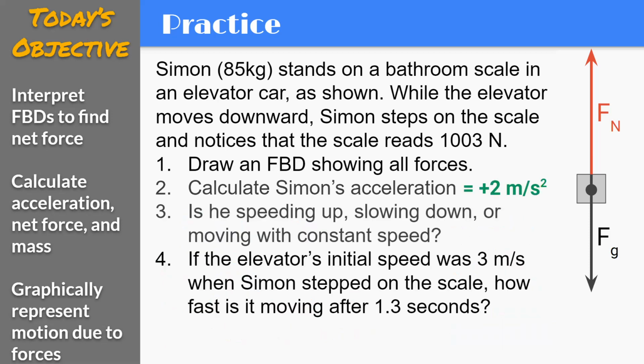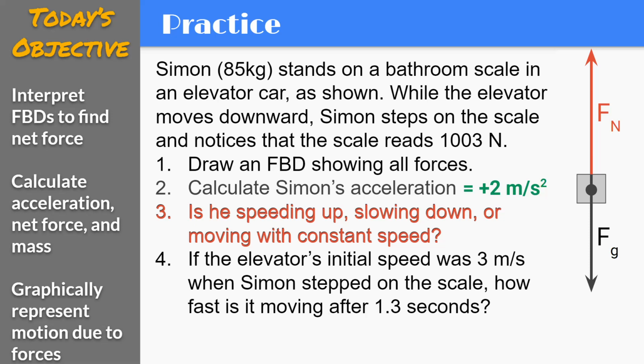The next step, number 3, is he speeding up, slowing down, or moving with constant speed? I do not want you to look at that previous answer and say, oh, positive 2 meters per second squared, he's speeding up. Because that's not what an acceleration of positive 2 means. That does not mean you're speeding up. It could, but you can't just look at that. To answer the question whether he's speeding up, slowing down, or moving at a constant speed, you need to know not just the direction of the acceleration, but also the direction of his motion, the velocity.